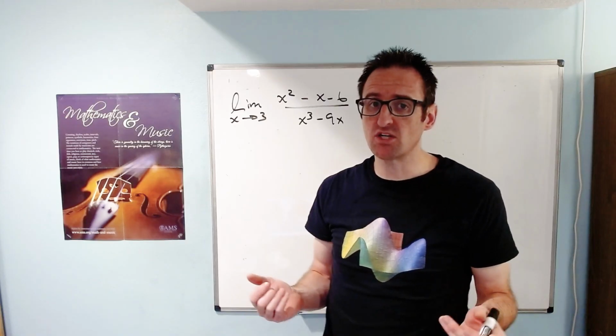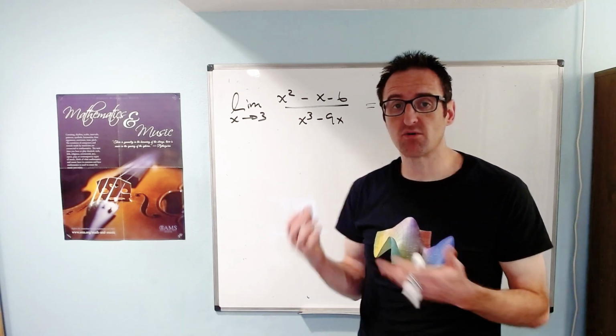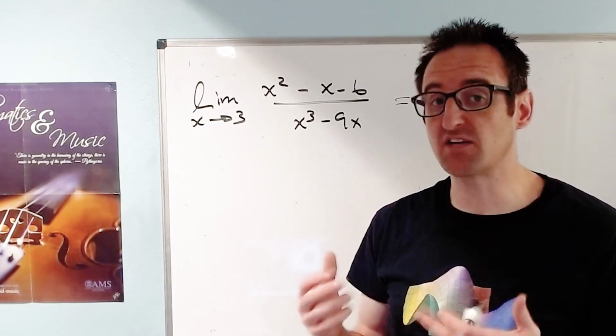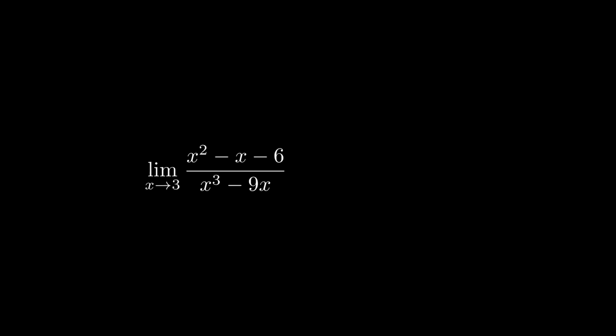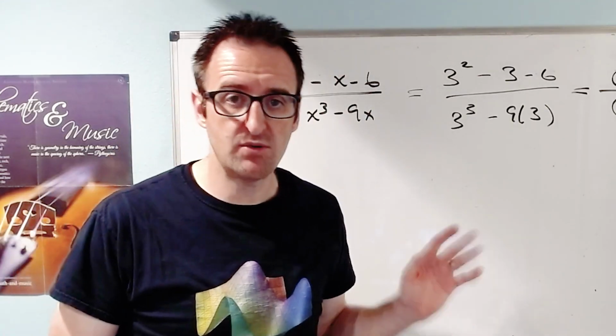But in this situation, you can see that this function is actually not defined at x equals 3 because it'll make the denominator equal to 0. If you tried to plug in x equals 3 for every value of x here, you'd get 3 squared minus 3 minus 6 all over the quantity 3 cubed minus 9 times 3. On the denominator, it becomes 27 minus 27, and you get a 0 in the denominator while also getting a 0 on the numerator. So this will produce a 0 over 0 situation, which is undefined, and certainly shows that we cannot compute the limit this way.